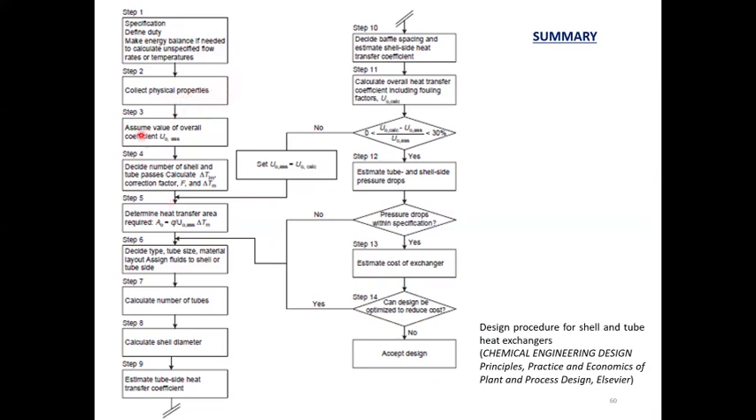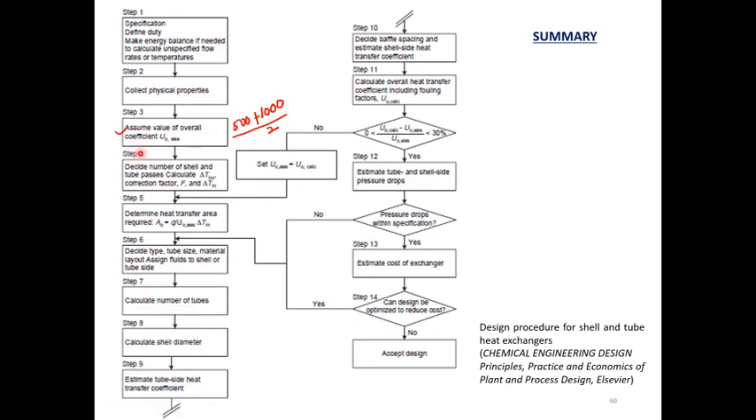And then the next step is to assume the overall coefficient. The overall coefficient you can either refer to the table or refer to the diagram. From the table, for example, if we have the range from 500 to 1000, how can you estimate the overall coefficient? You can take the average, 500 plus 1000 divided by 2. So this is your first assumption of the overall coefficient.